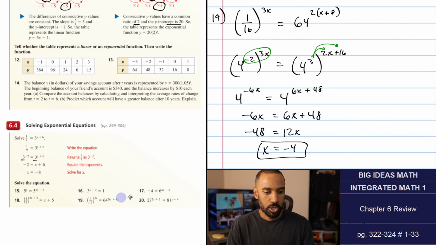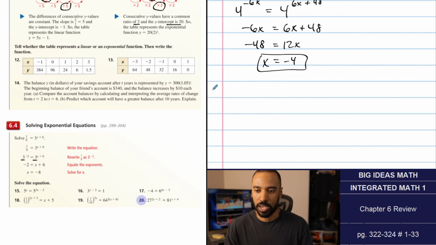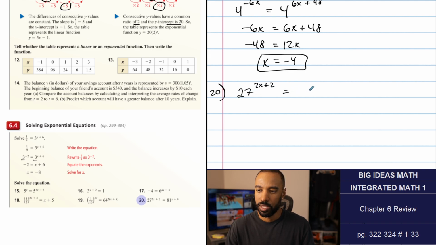Number 20, also of the tricky substance, I suppose, given what we did before. I think number 19 was actually harder, unless this is a special case. So number 20, we have 27 to the 2x plus 2 power equals 81 to the x plus 4 power.